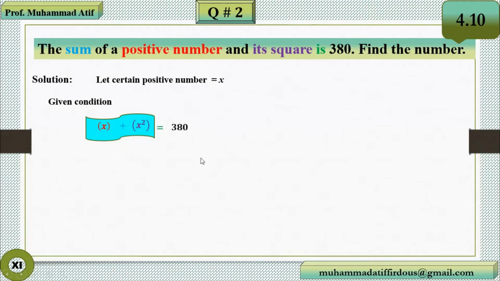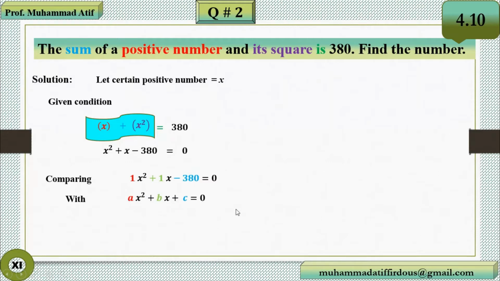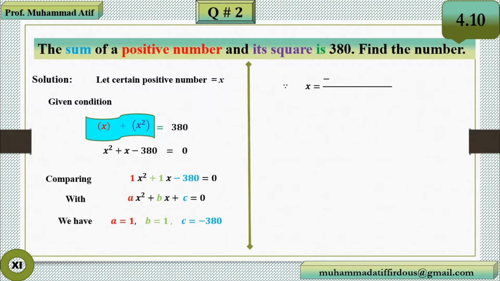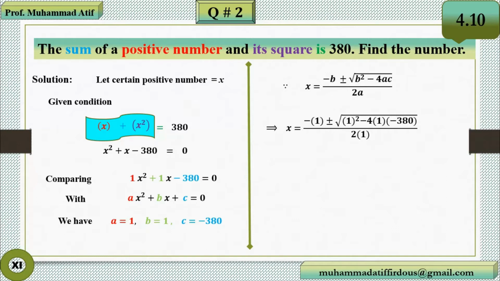Now you just have to solve this quadratic equation. Simplifying this, you have x square plus x minus 380. You can factor this equation if possible, or you can compare this with the quadratic form, which is ax square plus bx plus c. So we have a is equal to 1, b is equal to 1 and c is equal to minus 380. By putting all the values in the quadratic formula, we have minus 1 plus minus square root of 1 square minus 4 into 1 into minus 380 over 2 into 1.